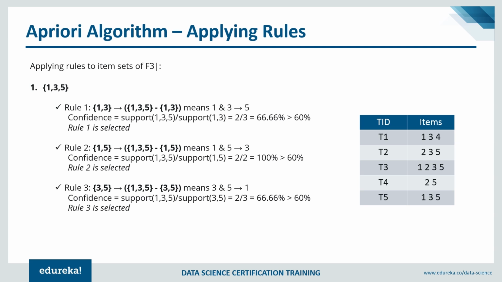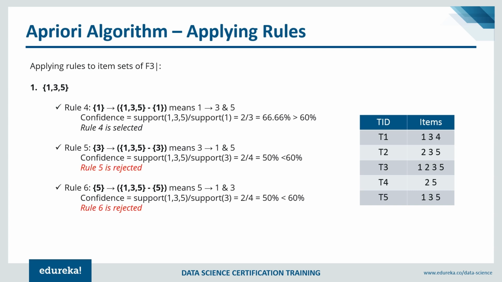So applying rules to the item sets of F3, we get rule 1, which is 1, 3 gives 135 minus 1, 3. It means if you buy 1 and 3, there's a 66% chance that you'll buy item 5 also. Similarly, the rule 1, 5 means that if you buy 1 and 5, there's a 100% chance that you will buy 3 also. Similarly, if we have a look at rule 5 and 6, here the confidence value is less than 60%, which was the assumed confidence value. So we'll reject these rules.